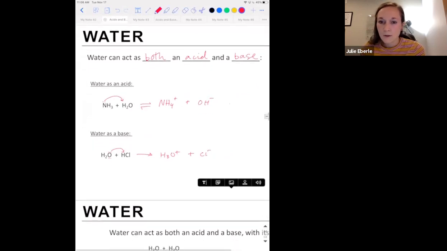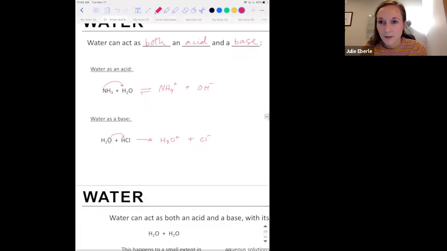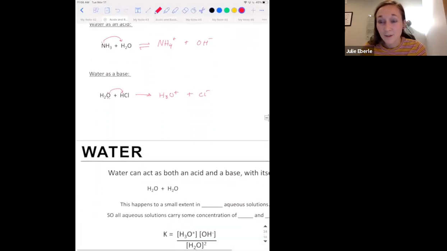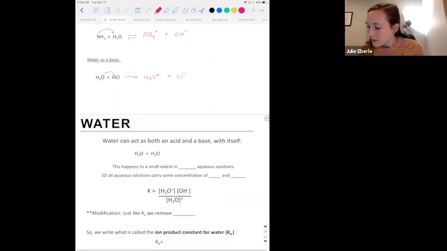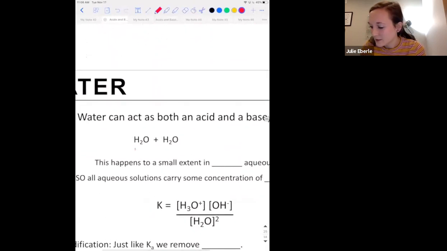Now, what's even more awkward or weird about water, it's almost as though if water were a person, it has multiple personality disorder. If you have that, don't tell me. But if you know someone who has that, it's a real thing. Water can act as both an acid and a base with itself. So that's weird. Let's just say this one is the base, and let's just say this one's going to be the acid.